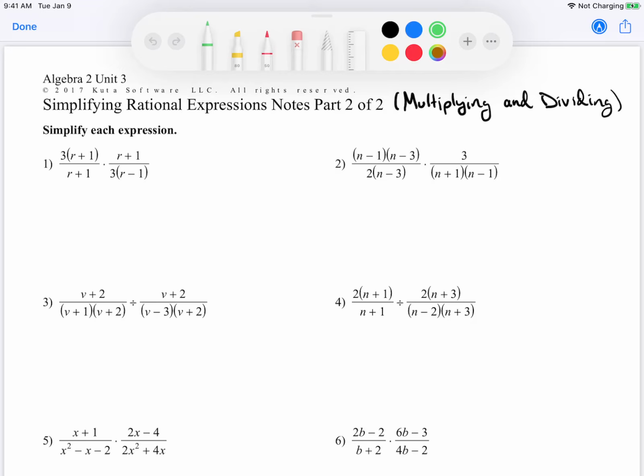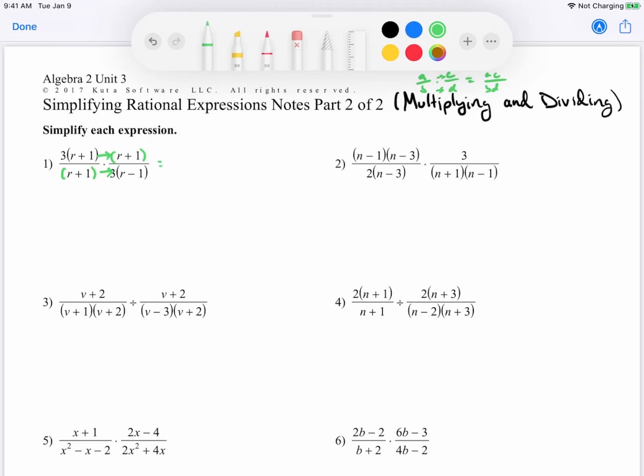All right, so when we're multiplying, for example, number 1, 3 times (r plus 1) over (r plus 1) times (r plus 1) times 3 over (r minus 1), I want you to treat each of these expressions as their own entity. So it's kind of like a over b times c over d. The rule for multiplying is that when I multiply them together, I multiply straight across, and this becomes ac over bd. That same idea is going to work here. So whenever I multiply fractions, always multiply straight across.